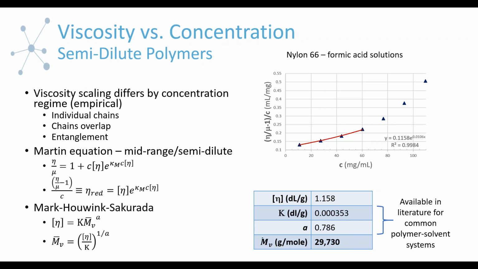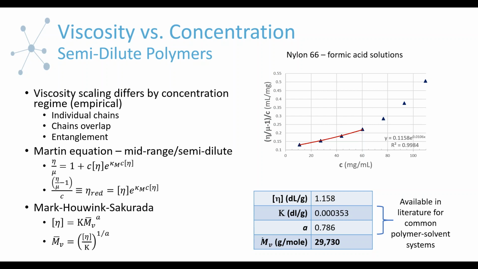there are different models for different concentration regimes in polymer solutions. So depending on the concentration, viscosity is going to scale differently, and there's empirical evidence of this. In the limit of infinite dilution, you have the individual chains. And then as you move up in concentration, ultimately as you pack more and more polymers into the system, chains will overlap.